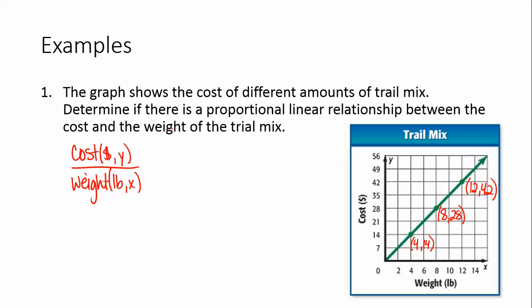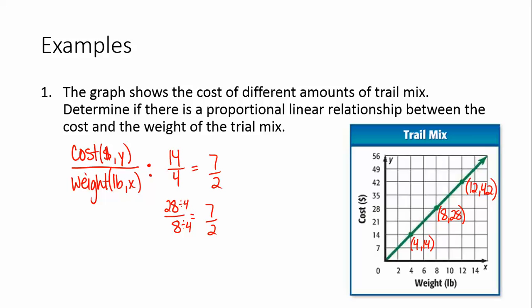So for the first one, we have 14 over 4, and we want to see what that reduces to. Both of these numbers are divisible by 2, so we get 7 over 2. Next, we want to look at 28 over 8. And both of these numbers are divisible by 4. We divide the top and the bottom by 4. We get 7 over 2.